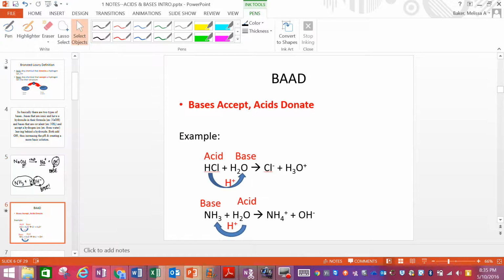So there's a little mnemonic to help you out. Bases accept hydrogens and acids donate. So in our little picture here, in this first example, this acid, HCl, is donating its hydrogen to the water. Now it's H3O+, and the Cl is all by itself. Down below it is the example we just did, where NH3 rips off a hydrogen from H2O, leaving behind a hydroxide.